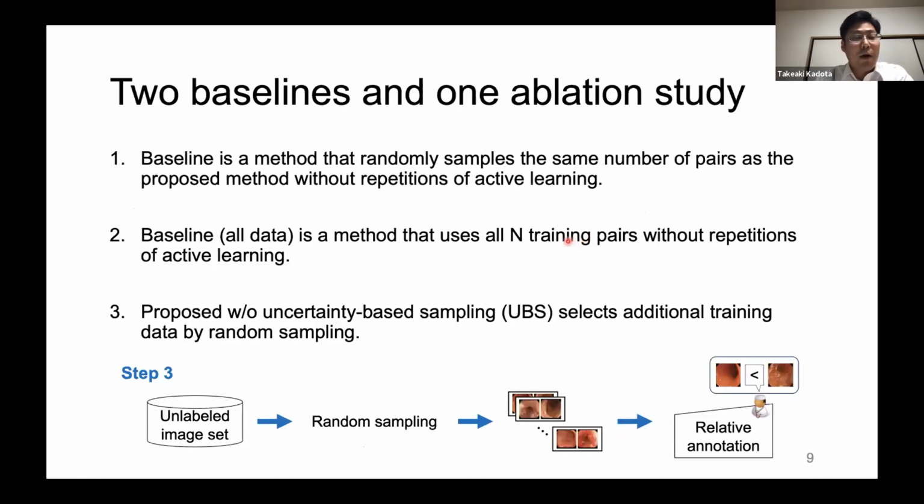We compared our method with 2 baselines and 1 ablation study. Baseline is a method that randomly samples the same number of pairs as the proposed method without repetitions of active learning. Baseline's all data is a method that uses all n training pairs without repetitions of active learning. Proposed without uncertainty-based sampling, UBS, selects additional training data by random sampling.